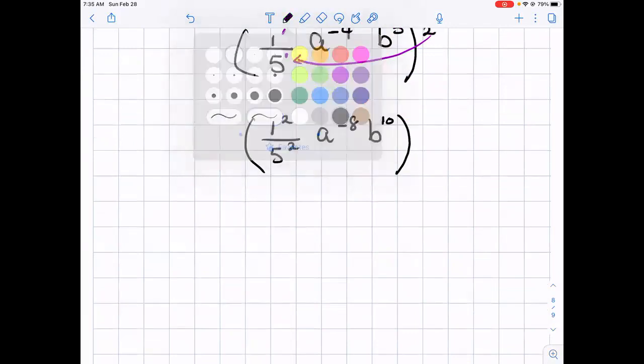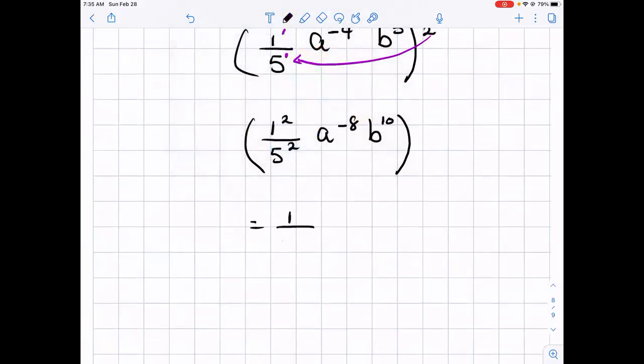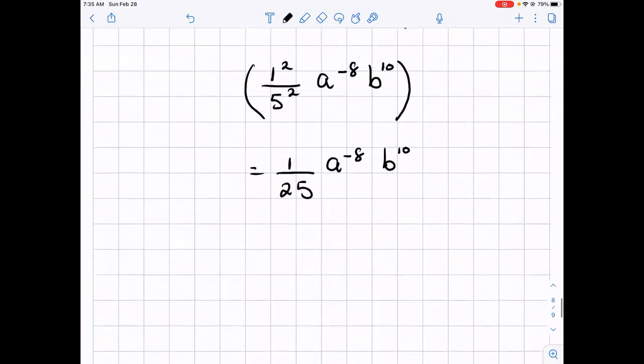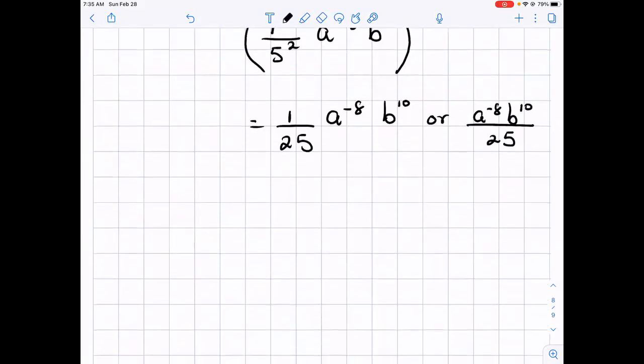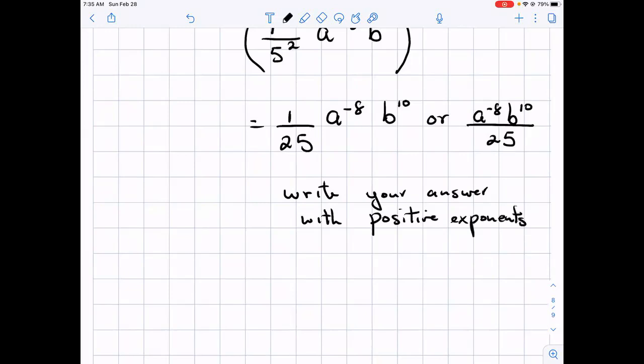So simplifying again, we have 1 over 25, a to the minus 8, b to the 10th. Now this is the same as if you write a to the minus 8, b to the 10th over 25. And if you notice, we have a negative power. So now we write your answer with positive exponents. We do not leave answers with negative exponents.